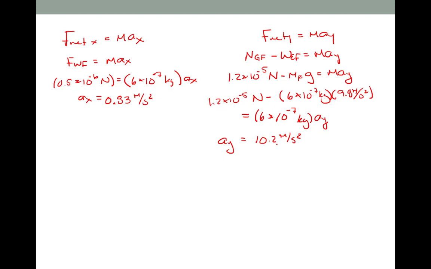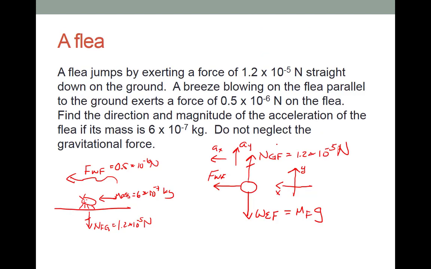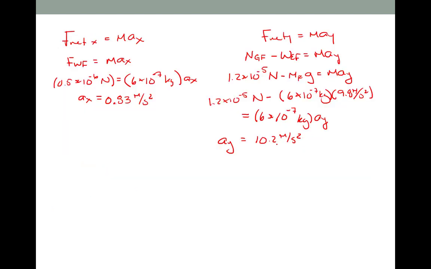Okay, now let's go back for a minute. It wants to know the magnitude and direction of the acceleration of the flea. Right now we have the components, which is not the same as having the magnitude and direction. So to get magnitude and direction, I draw myself a triangle. I have horizontal acceleration, vertical acceleration, and the magnitude along the hypotenuse. I'm going to define this angle as theta.